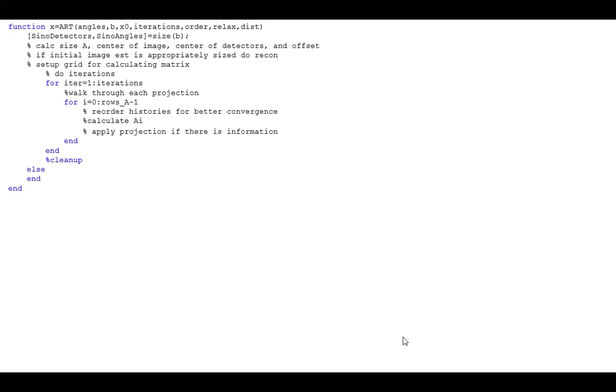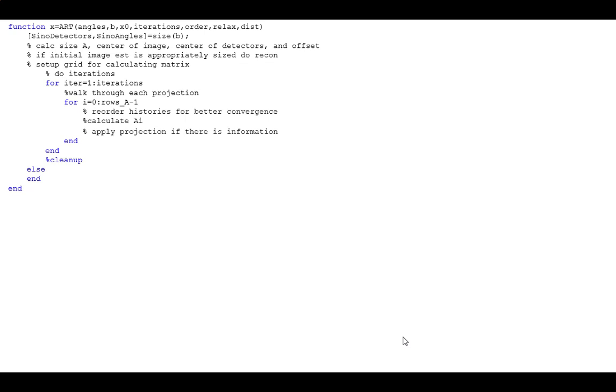Okay. So the first line there, that's just a knee-jerk reaction. I didn't put justification for that because you need to know how big your sinogram is. It just lets you know your detectors and your angles. And I called them sino there, again, just to remind us that B is sinogram, somewhere near the top.